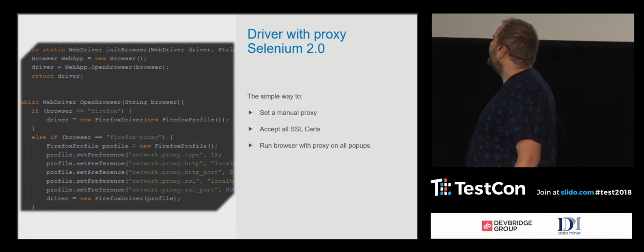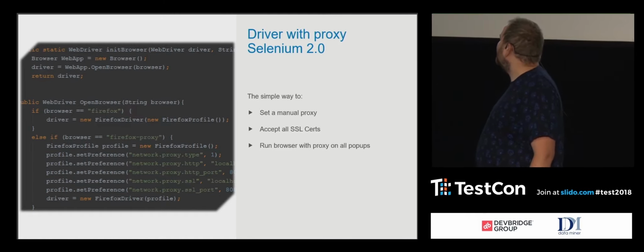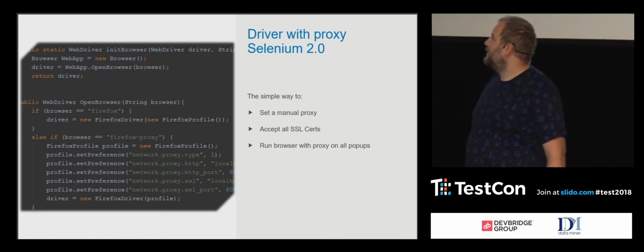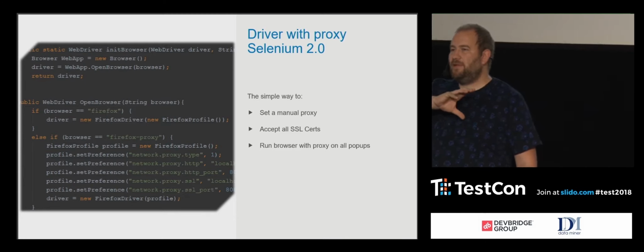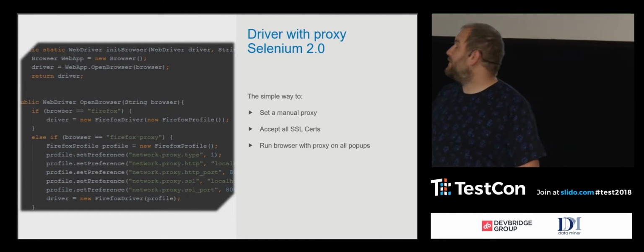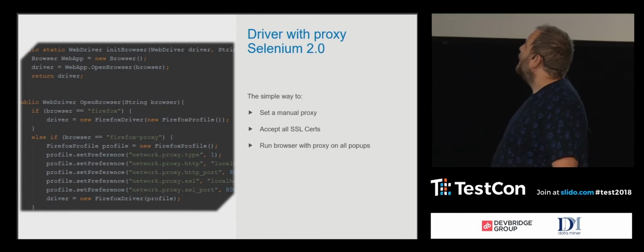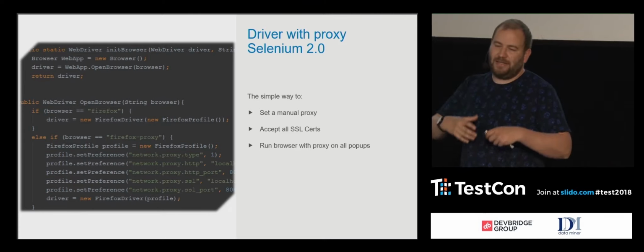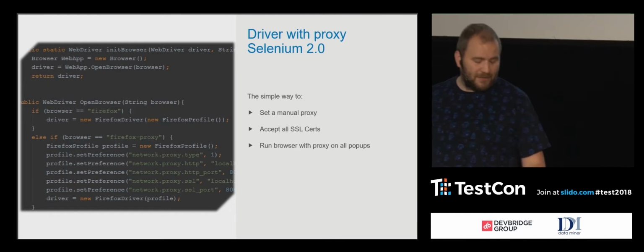Here is an example in Firefox. Then you put the port for both HTTP and HTTPS. And if you run all of your automation tests through this browser, then everything is collected by ZAP. Everything is analyzed by ZAP, and then you get a list of potential vulnerabilities.